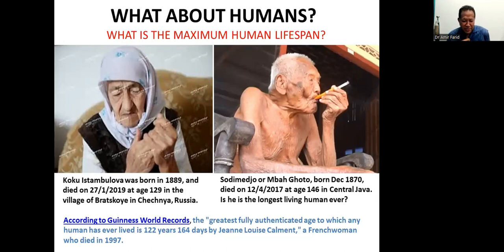Okay, but according to the Guinness World Records, the greatest fully authenticated age to which any human has ever lived is 122 years, 164 days, a French woman who died in 1997. So the one that had been officially accepted is 122 years, but the unofficial ones, a few cases are more. Of course, if you refer to the Bible and Quran, then you have Noah living to 1,000 years.